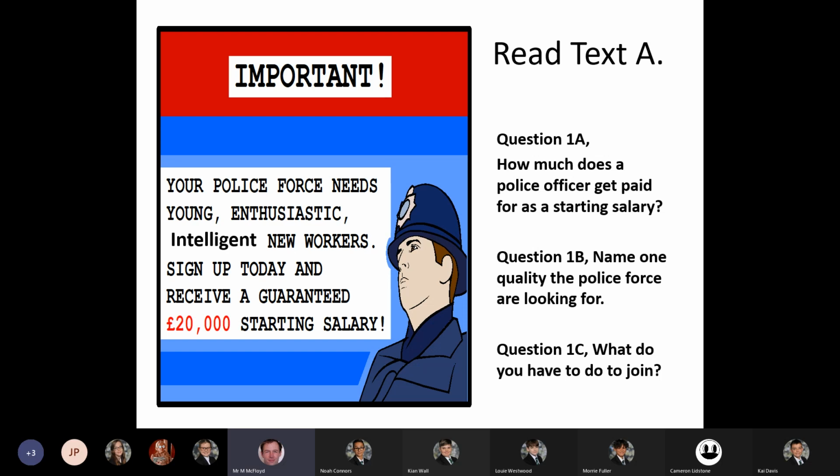Question 1A. How much does a police officer get paid as a starting salary? You'd locate that answer in the text itself. You'd look back at the question to make sure your answer fits the question set, and then you'd write down your answer. I will now pause for 10 seconds to let you do that. If you're doing it in the lesson, you would do it on paper. If you're doing it while we do our live lesson, you would do it on your Word document. And please label your answer 1A.